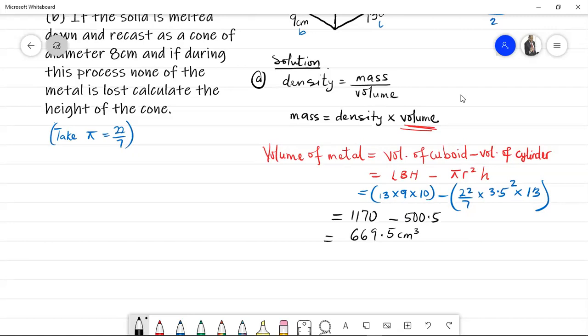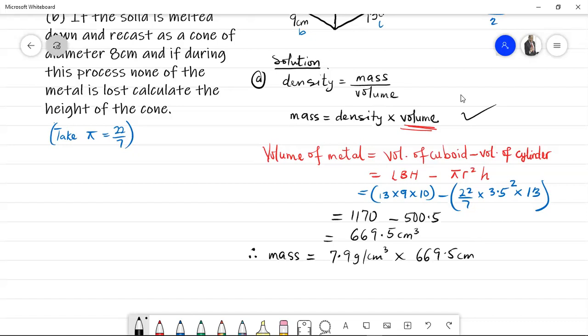Okay. Now, what you have found is the volume of the metal. And what are we trying to find? We are trying to find the mass of the metal. So conclusively, the mass of the metal will be equal to density times volume. That's the formula here. So what's your density? Given in the question as 7.9 grams per cm cubed. Okay, so you multiply by the volume, which is 669.5 cm cubed.